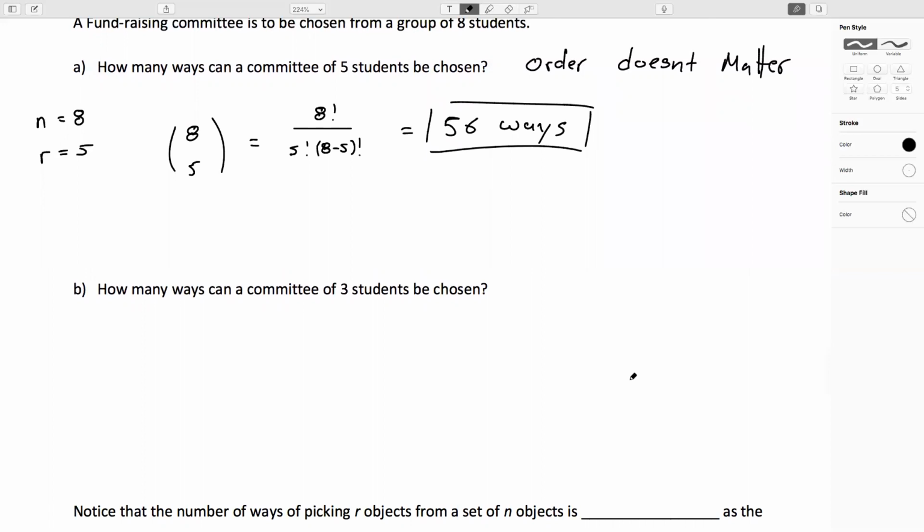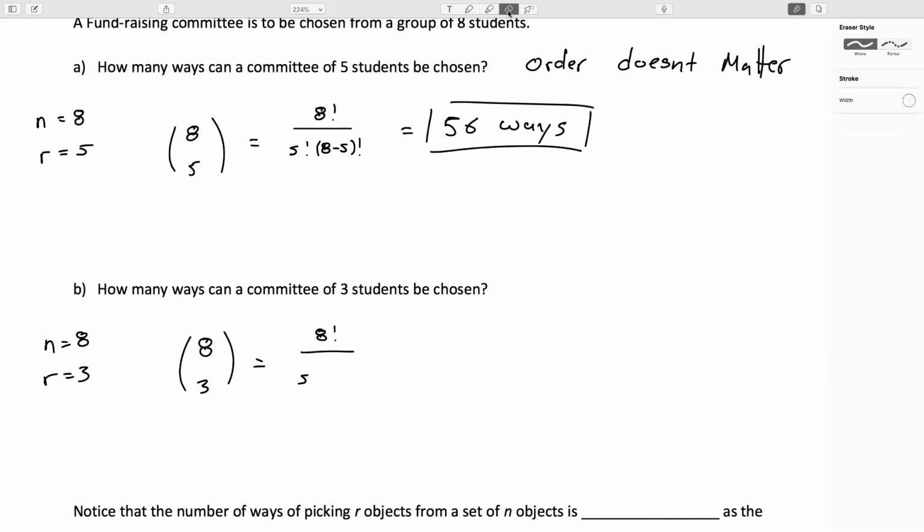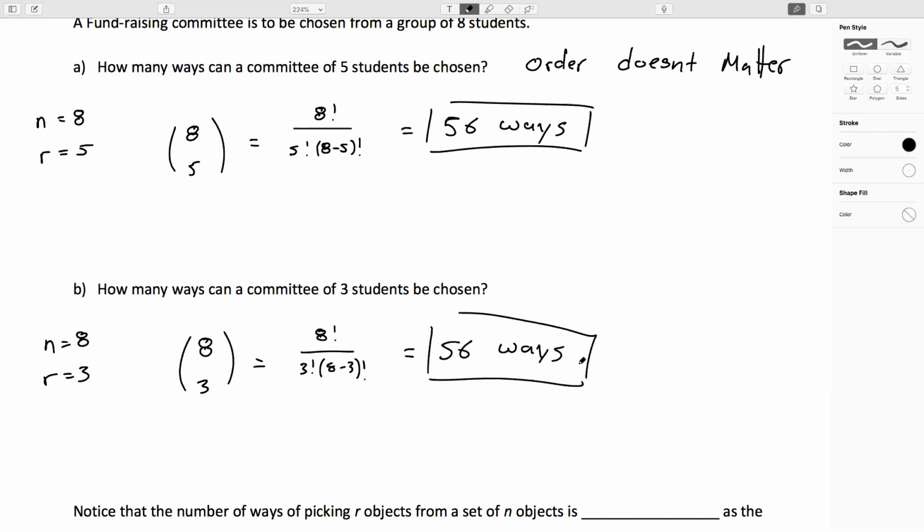How many ways can a committee of 3 students be chosen? Again, same idea. N equals 8. This time R equals 3. So we're doing 8 choose 3, which is 8 factorial over 3 factorial times 8 minus 3 factorial, which again works out to 56 ways. Just kind of surprising. These are the same number of ways.